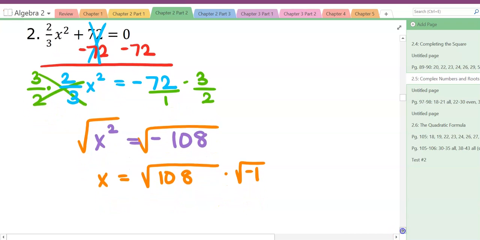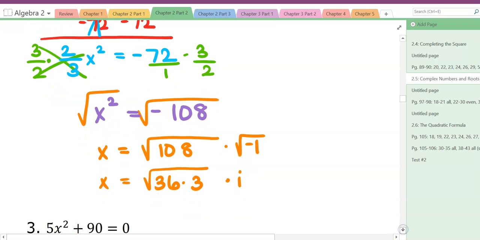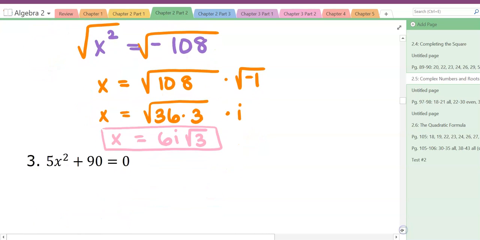Now we've got to find a perfect square that goes into 108. So one of them that I think works is 36. I could take 36 times 3 to get to 108. And then I have times i now. So what's the square root of 36? 6. So I have 6 and an i, and then the square root of 3. Okay, on the next page I want you guys to try number 3.